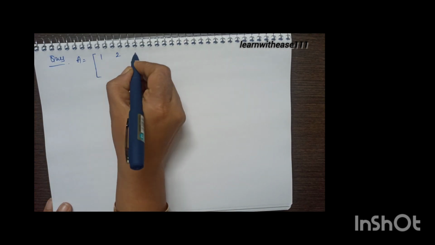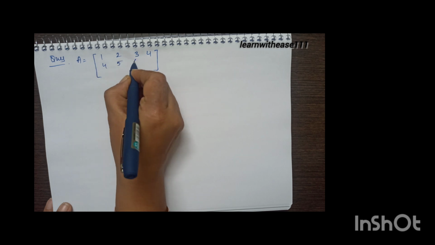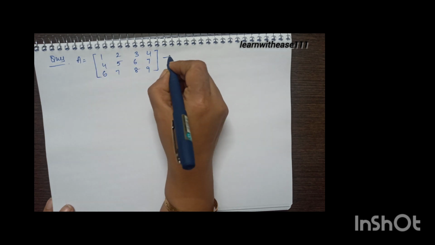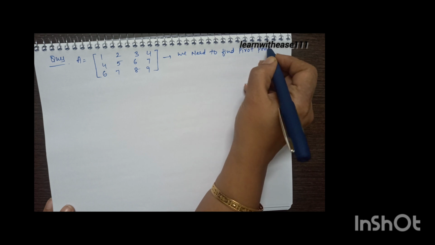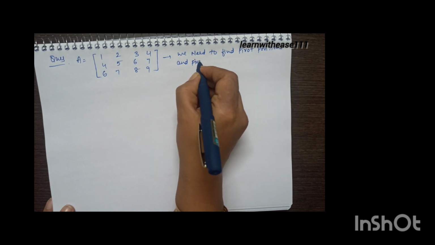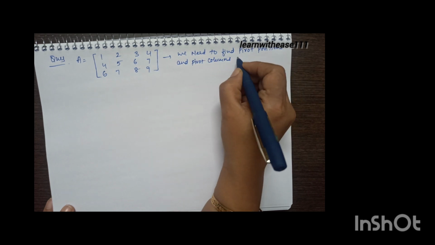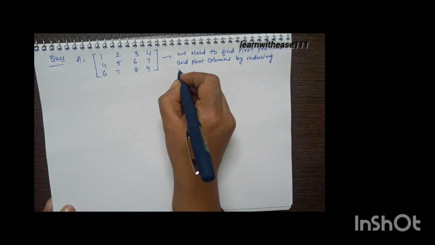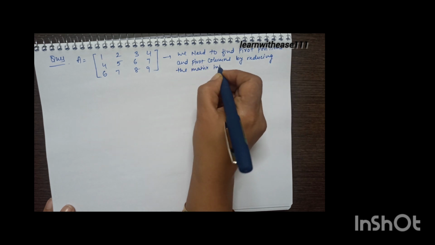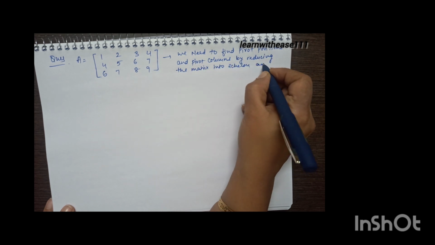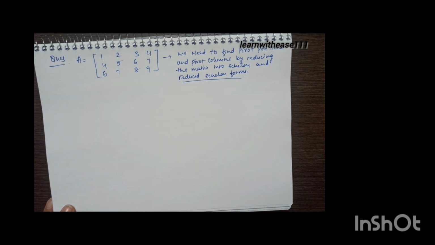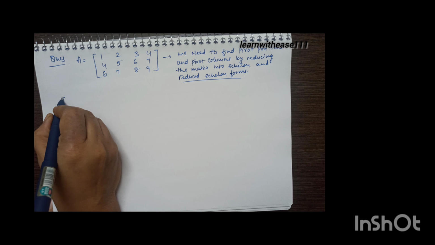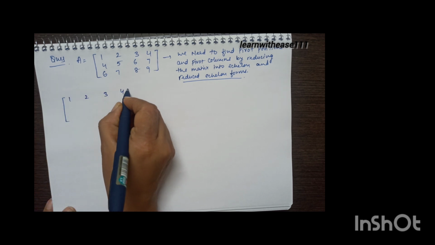Suppose there is a matrix A with these entries: 1, 2, 3, 4, 4, 5, 6, 7, 6, 7, 8, 9. We need to find the pivot positions and pivot columns by reducing the matrix first into Echelon form and then reduced Echelon form. So to solve this, I'm writing the matrix again.